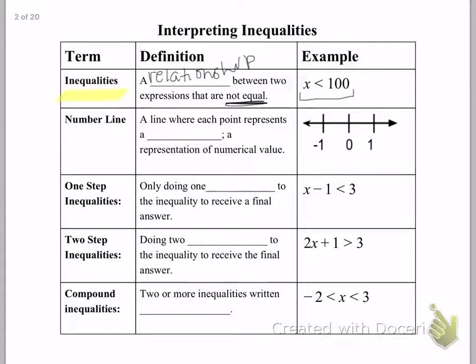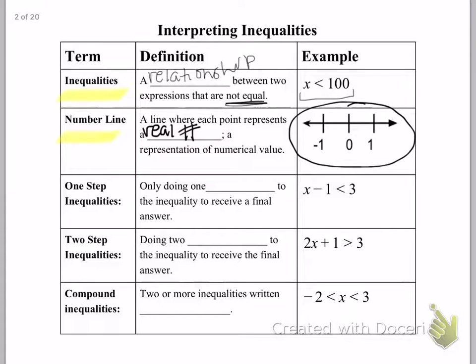All right, our next definition is a number line, which you'll pretty much be using every day until the end of the unit. So a number line is just a line where each point represents a real number. So it's pretty much just a visual representation of that numerical value. Over here's a small example of our number line, but you'll be a pro at writing them by the end of this unit.